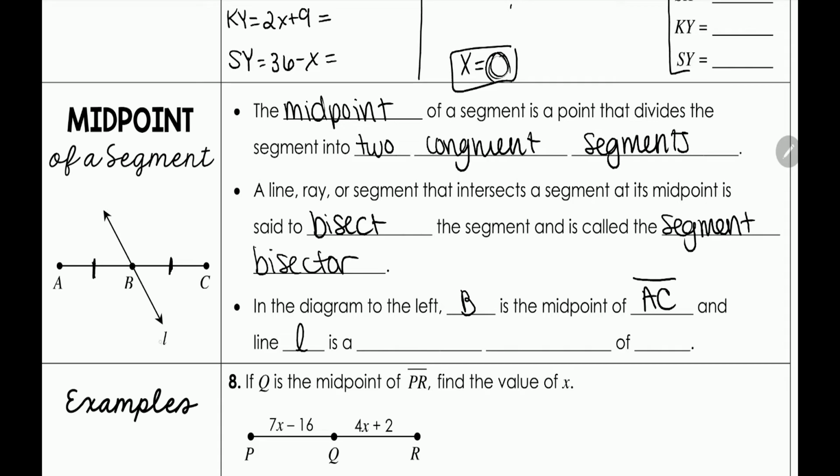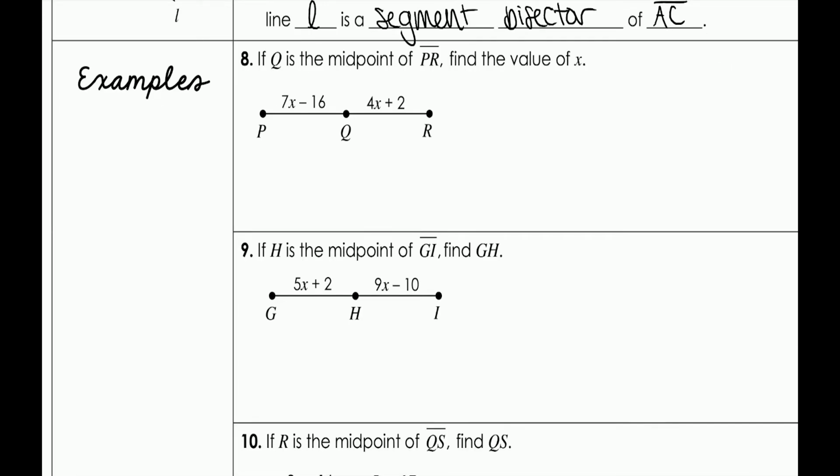And then this line L here is the one that's going through this midpoint, and that makes it the segment bisector by the definition above of this line segment AC. So in these examples, since they are bisected and they have midpoints, we know that the two sides are going to be the same because we have the word midpoint or bisect.